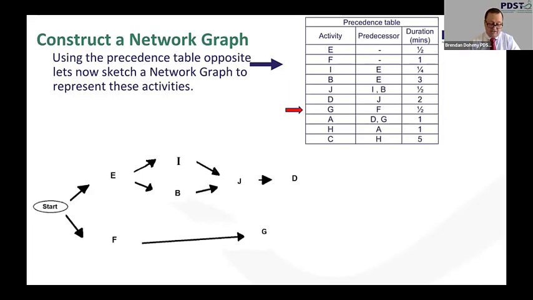As mentioned, both G and D are predecessors for the next activity A. So we connect an arrow from D to A and from G to A. There are just 2 activities remaining. Activity H has A as a predecessor, so we connect an arrow from A to H. And our last activity C has activity H as a predecessor, so we connect an arrow from H to C. As this is our last activity in the precedence table, we close the graph with an arrow from C to the finish.